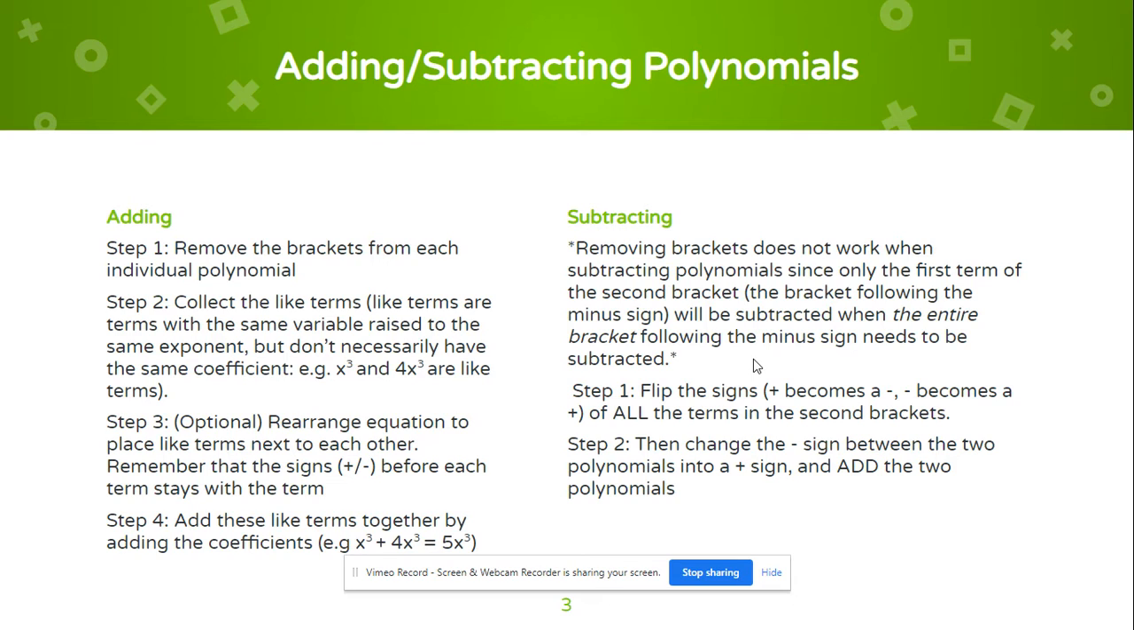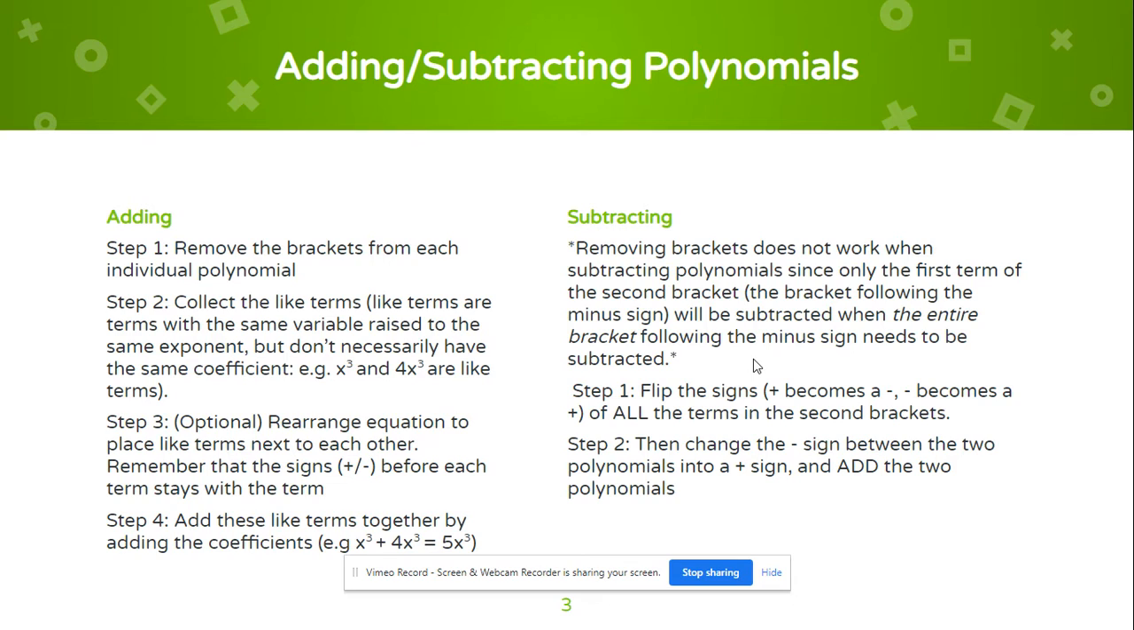Also remember that the sign, which is the plus or minus that comes before each term, stays with the term when we're collecting like terms. In step 4, we add these like terms together by adding the coefficients together. For example, x cubed plus 4x cubed is equal to 5x cubed, because the coefficient before x cubed was 1 and the coefficient before 4x cubed is 4, so 1 plus 4 is equal to 5. And then we have to include the variable raised to the same exponent, which gives 5x cubed.